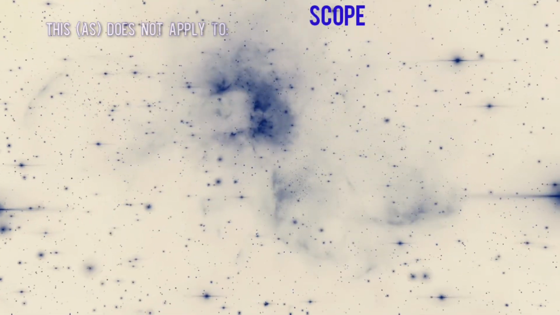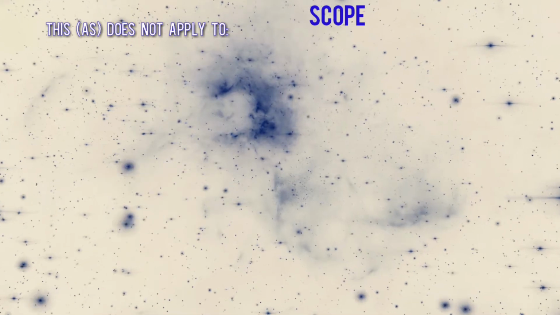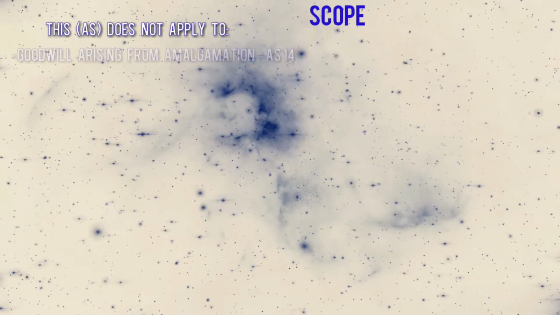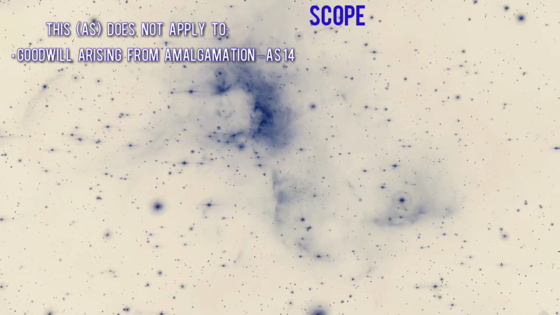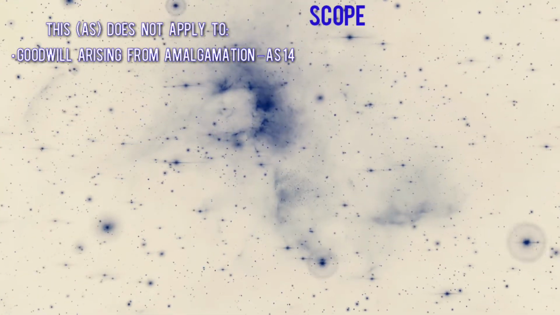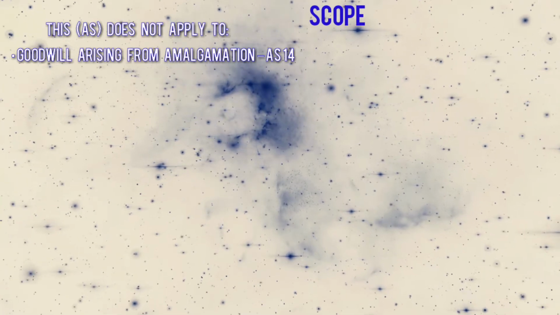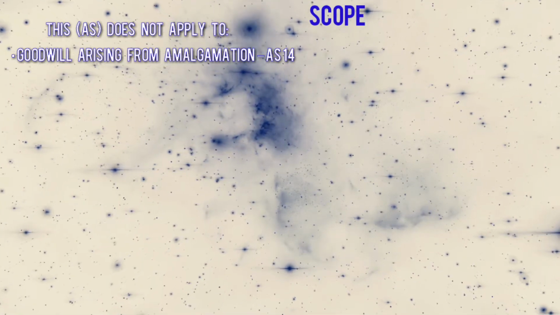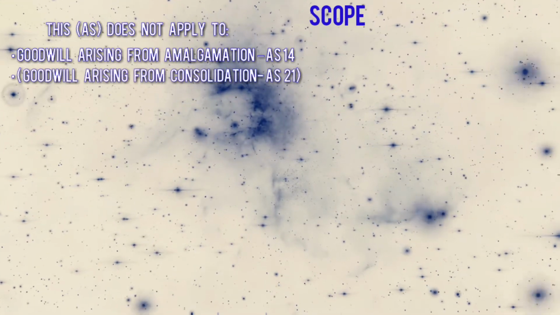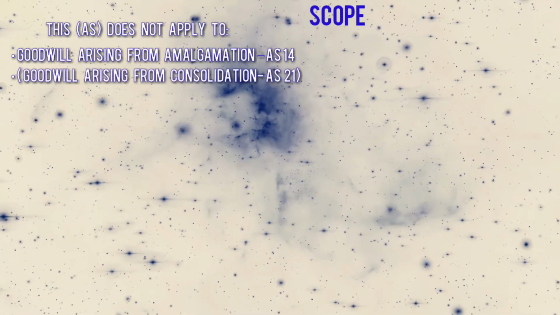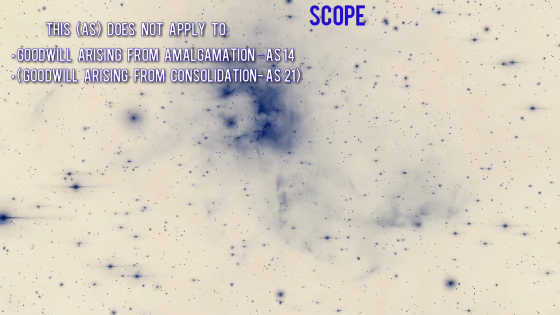Okay, I will tell you some examples which are not covered by this standard. For example, goodwill, that is goodwill arising from amalgamation. Its treatment is related with AS 14. So here it is not applicable. Goodwill is out of the scope of this standard. Also, goodwill arises in the case of consolidation. Its treatment is related with AS 21.